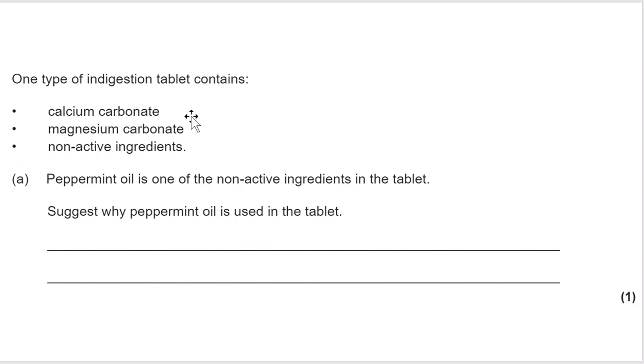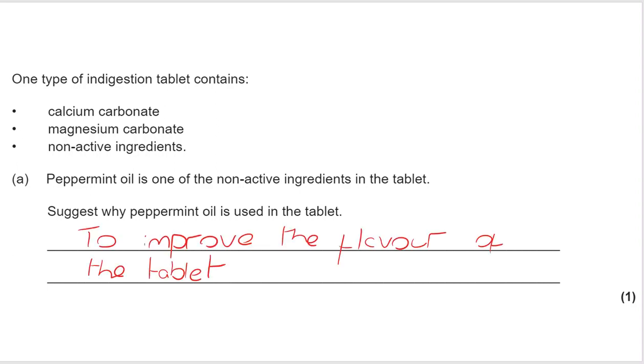We've got calcium carbonate, magnesium carbonate, and non-active ingredients in an indigestion tablet. One of those is peppermint oil. Why might we add peppermint oil? Now, don't overthink questions like this. It's going to improve the flavour of the tablet. It will make it more palatable, easier to take.